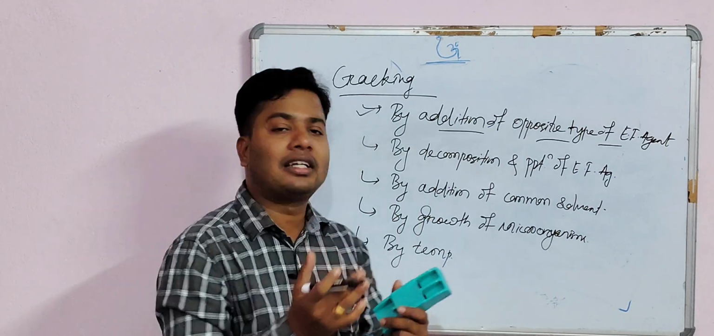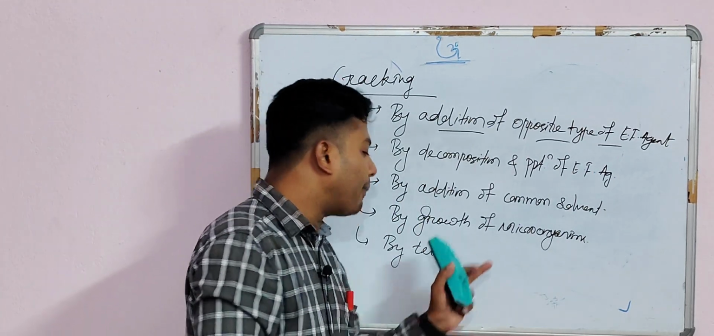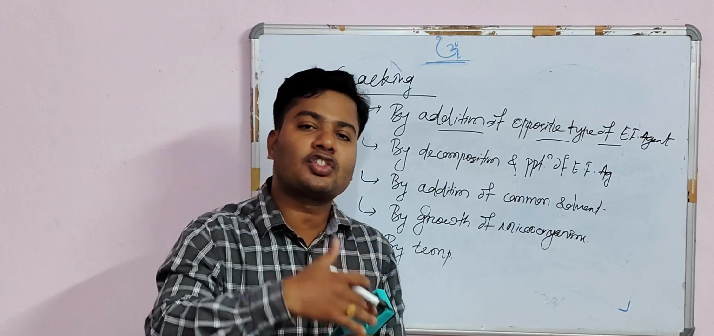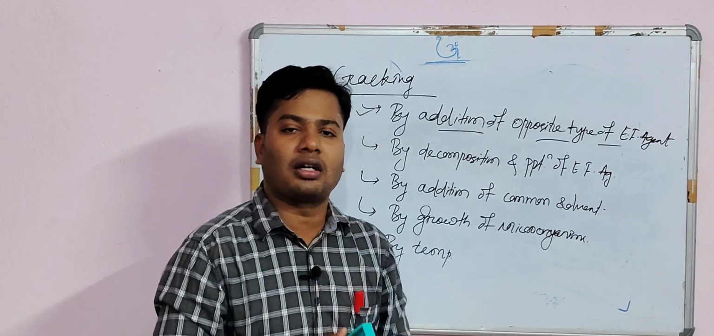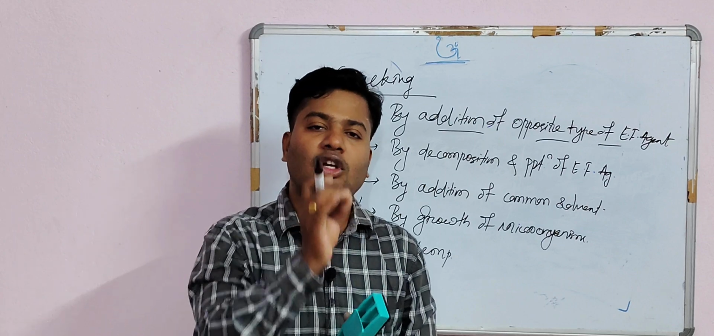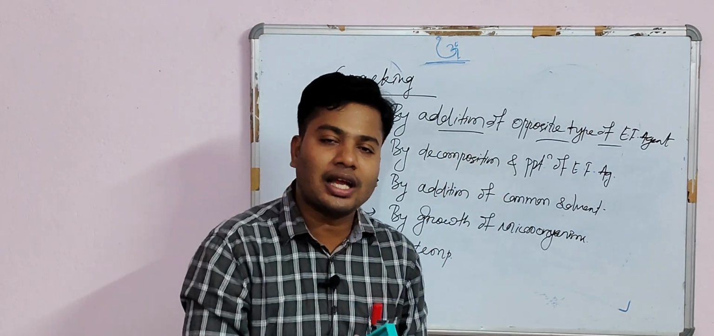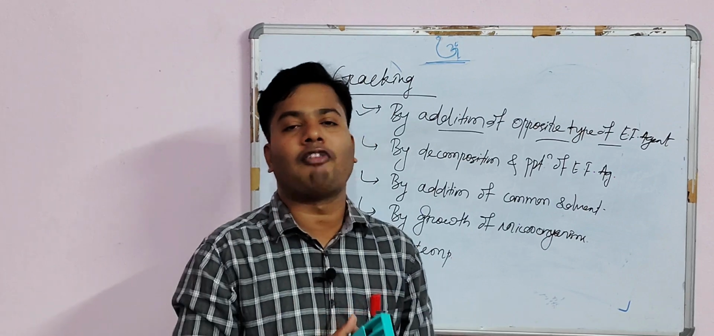Next one is temperature. When you store the emulsion, if the temperature is enhanced inside the product, then definitely the viscosity will be less. That's why it leads to cracking, and you can say that is the instability of an emulsion.